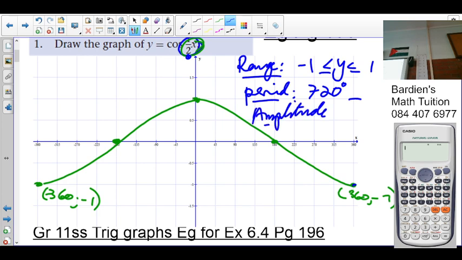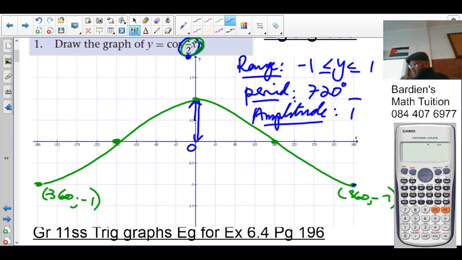The amplitude of the graph. What is the amplitude? It's a measurement from your neutral point to your maximum. That is your amplitude of the graph. Okay? So from the neutral, which is zero, the middle of the graph, to the maximum value, it's going to be a distance of 1. So the amplitude of this graph is 1.